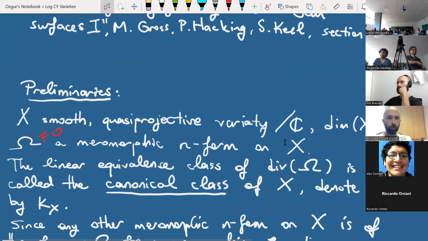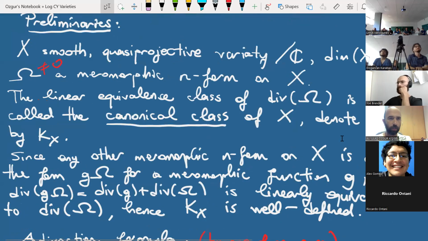So I'll try to provide some extra background about algebraic geometry, which I hope might be useful. So suppose that X is a smooth quasi-projective variety over complex numbers of dimension n.